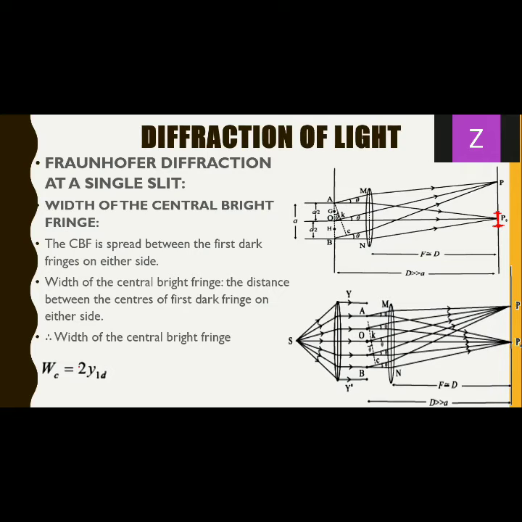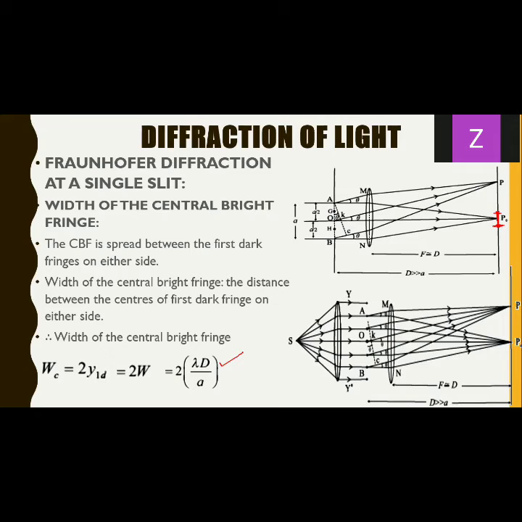But we know y1 plus d, what formula does yd give? The formula of yd is n into w. Now how much is n here? 1. So yd will be w, and this 2 is already there, so it will be 2w. But what is W? Lambda D by A. So the width of central bright fringe is 2 into lambda D upon A. Once again, this is another very important formula which we need to remember in order to solve our numericals.